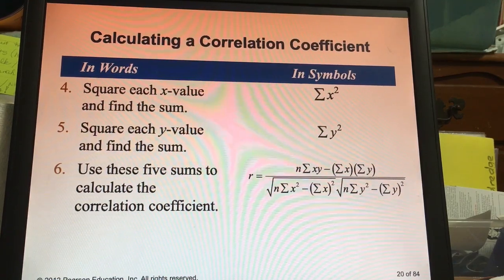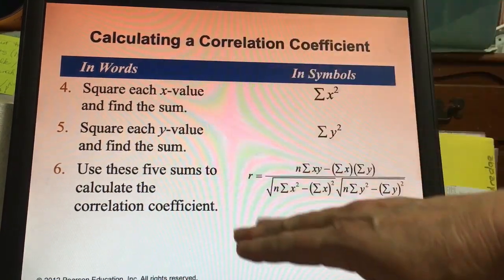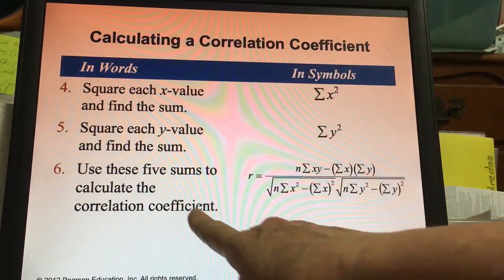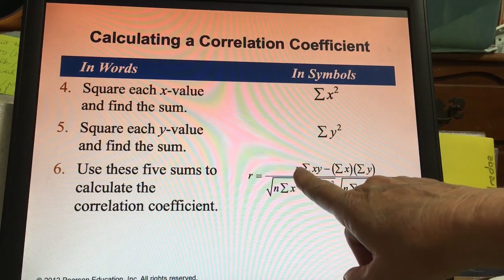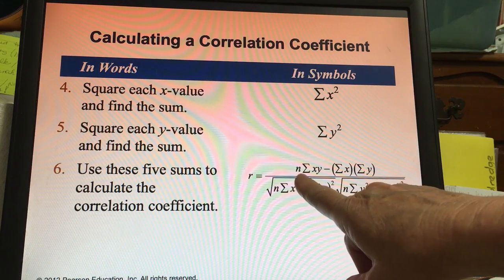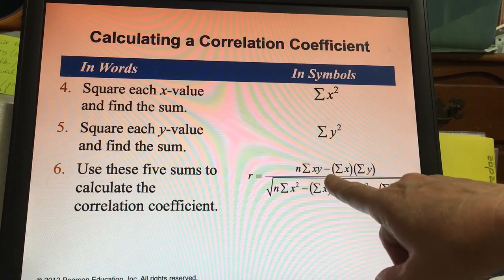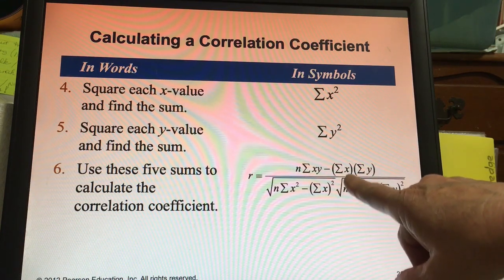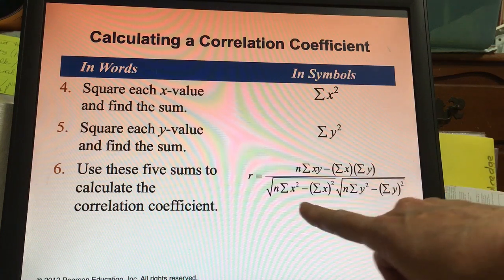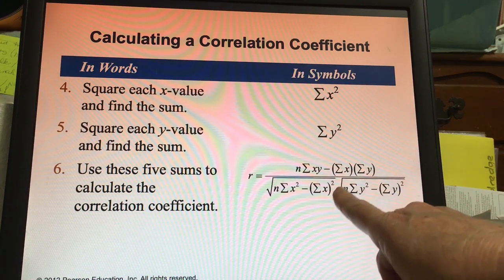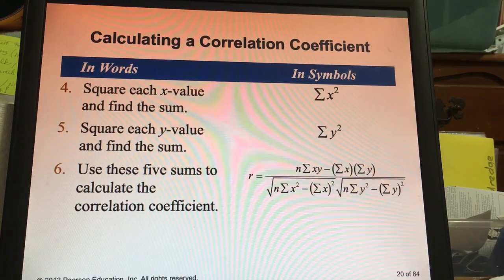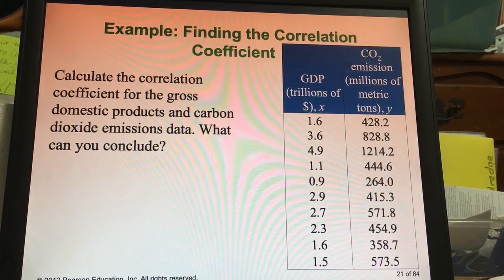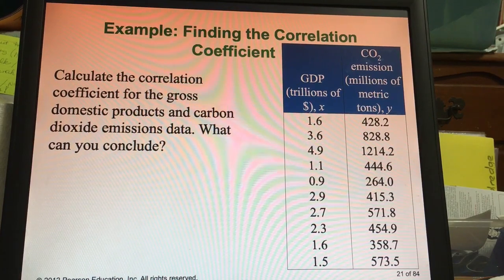And then we're going to use those 5 things we just figured out to calculate the correlation. So n, which is the number of data points that we have, times the sum of xy minus the sum of all the x's times the sum of all the y's. Square root is on the bottom, and so there's the formula there. Fairly complicated.